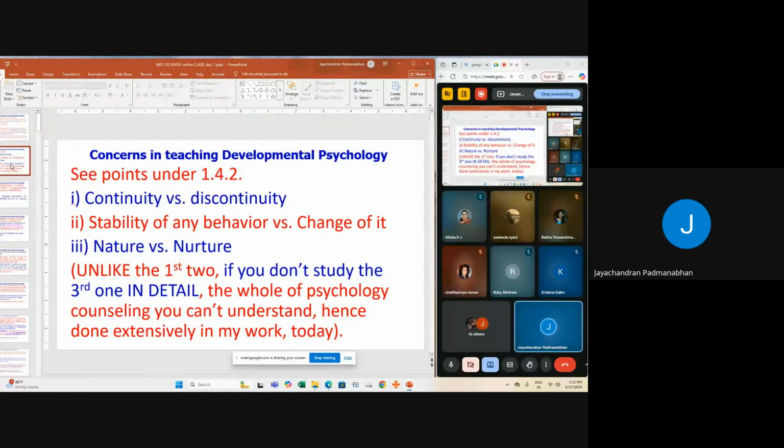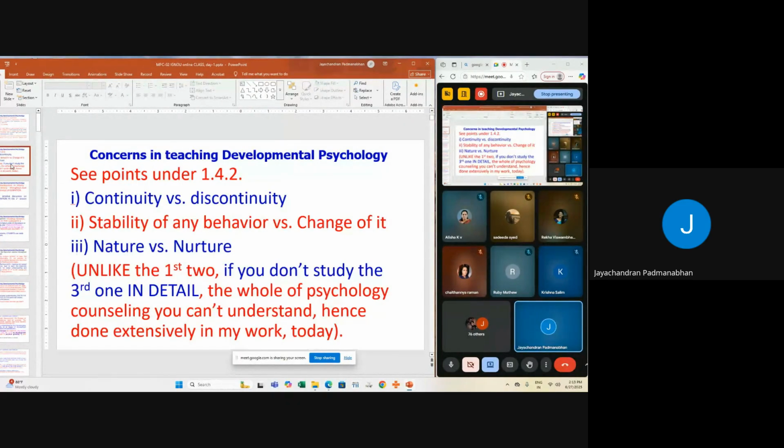Continuity, one is continuity versus discontinuity. It's very simple. Whether 0 to 1.3, 3 to 6, likewise, shall there be a demarcation, that is the continuity. Then discontinuity, whether it can be clubbed. So the second is stability of any behavior versus change of it. All this you will be studying in MPC1, MPC3, 4, etc. But the third one, the nature versus nurture, this is not discussed in other portions. So this is to be done in a much detailed way. I am doing it here today.